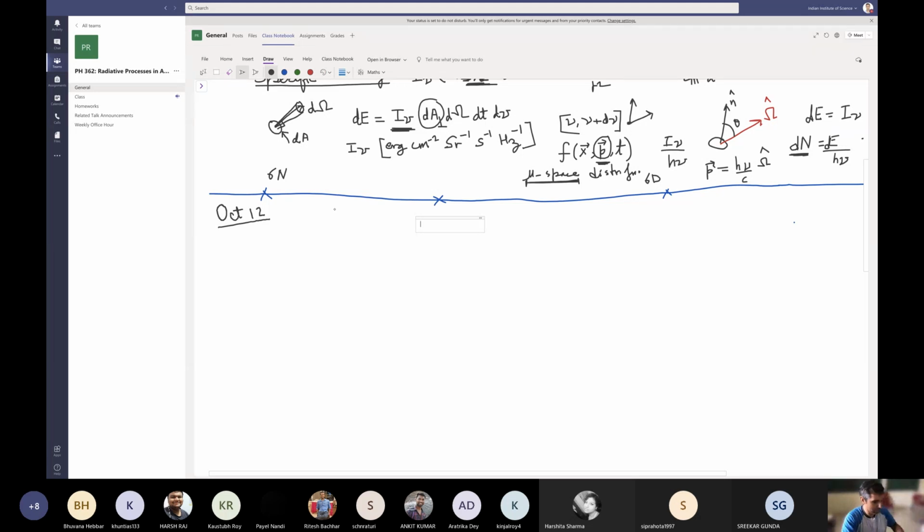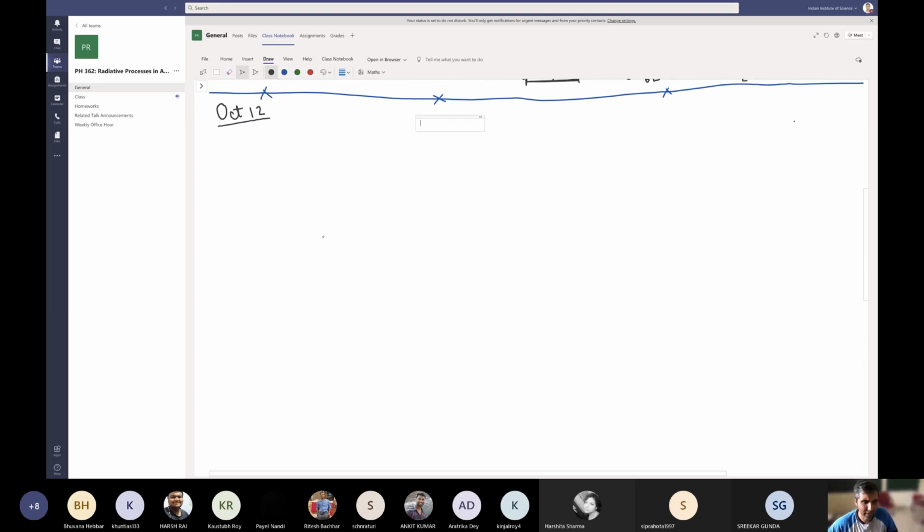Okay, so we will now get to something called the moments of the specific intensity, moments of I nu. So what do I mean by moments? Basically what I'm saying is I will integrate over all the angles. Let me briefly mention again.